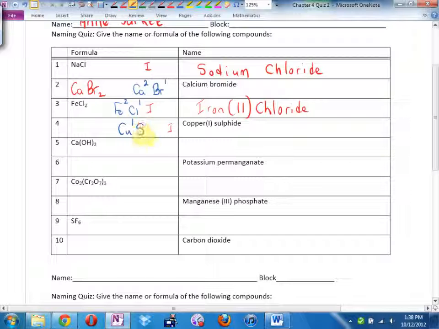Sulfide, that's sulfur. What's the charge on sulfur? 2 or 3? 2? Crisscross, the actual formula would have been Cu2S. Am I going to write the 1, Leah? No. Cu2S. Half mark for the Cu2, half mark for the S. If you're missing the 2, half mark off.